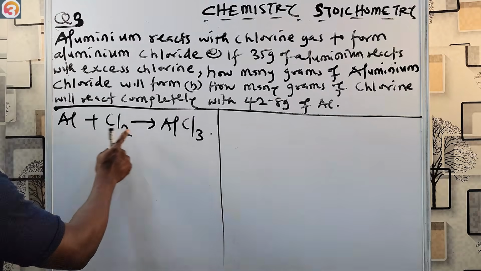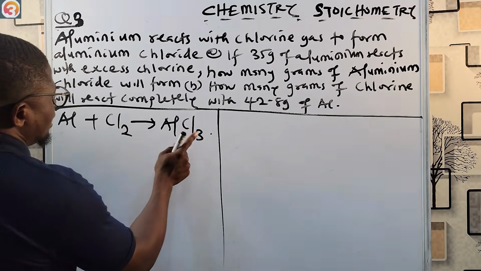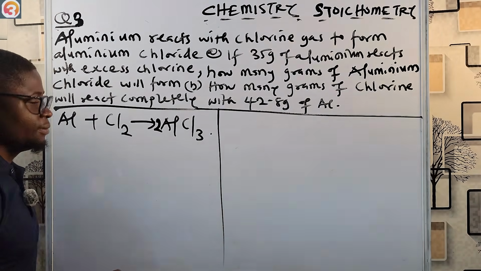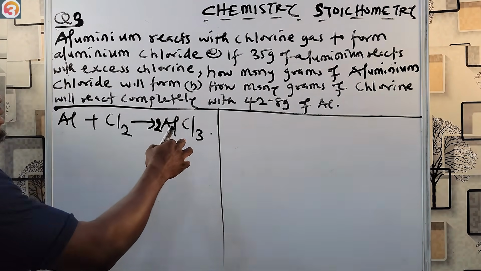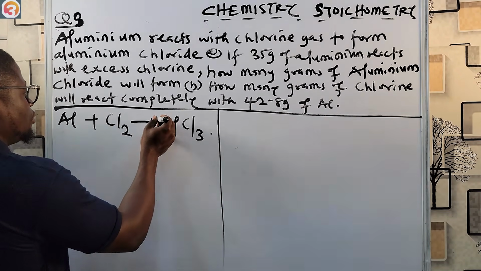Aluminium, first of all, seems to be balanced here. So let's go to chlorine. Chlorine is 2 here, yes, 3. Okay, so that means that if we put 2 here, we get 2 aluminium, 2 times 3 chlorine. That is 6 chlorine. Okay, 2. This is 2.